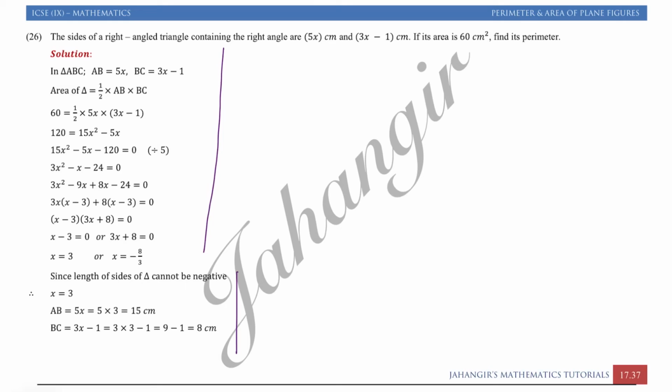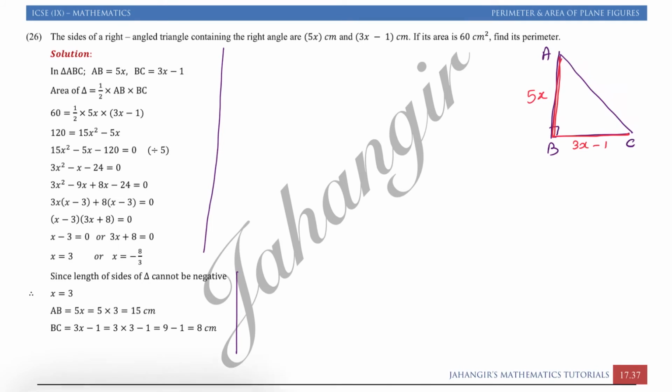The sides of the right angle triangle containing right angle are given by 5x centimeter and 3x minus 1 centimeter. So just make a right angle triangle and let us put values into it. You have to find the perimeter. So if I say this is 5x, this is 3x minus 1. These two sides form a right angle triangle.